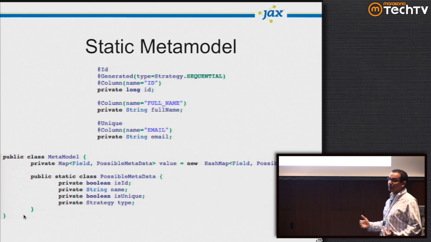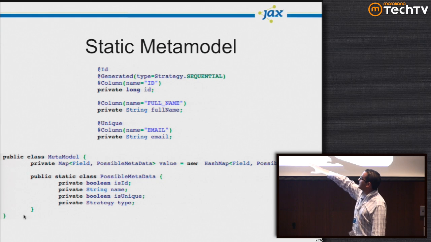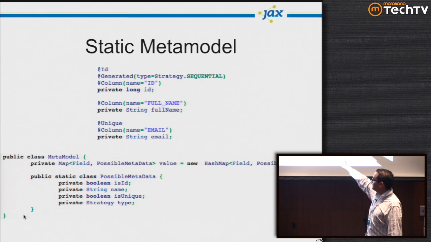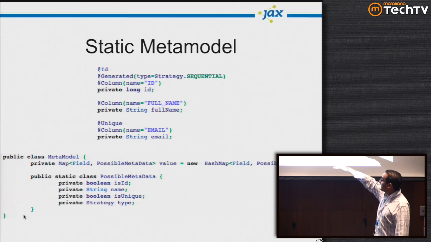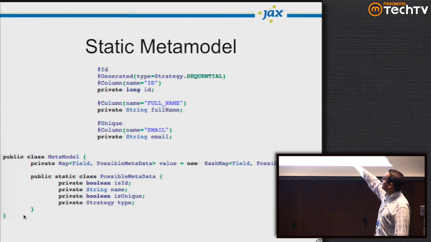So our meta model is going to be a POJO called PossibleMetadata that's going to have a Boolean to indicate whether that particular annotated element is an ID or not, the name of it, whether it's unique, a Boolean again, or the actual strategy, which has to do with how the value of that particular element has been created.